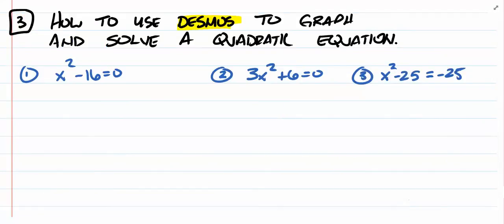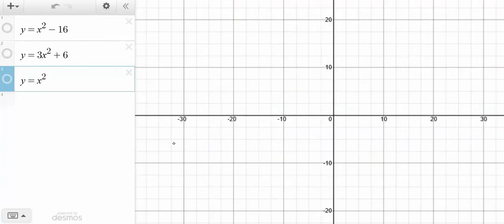Okay, in box number 3, I'm going to show you how to use Desmos to graph and solve quadratic equations. So you're going to have to switch back and forth from the lesson to Desmos, so just follow along with me. So let's graph number 1, x squared minus 16 equals 0. If we're going to graph something in Desmos, we've got to put it into y equals form. So I would say y equals x squared minus 16.